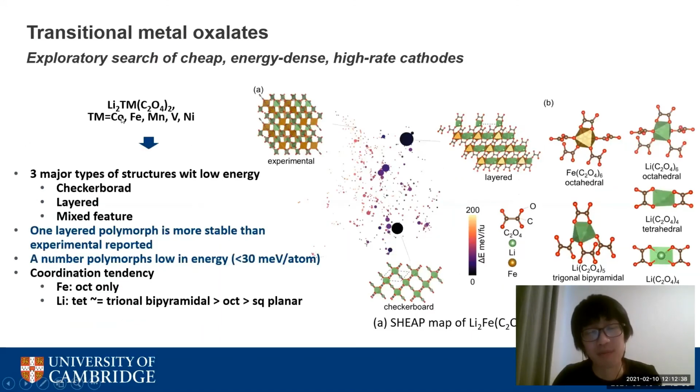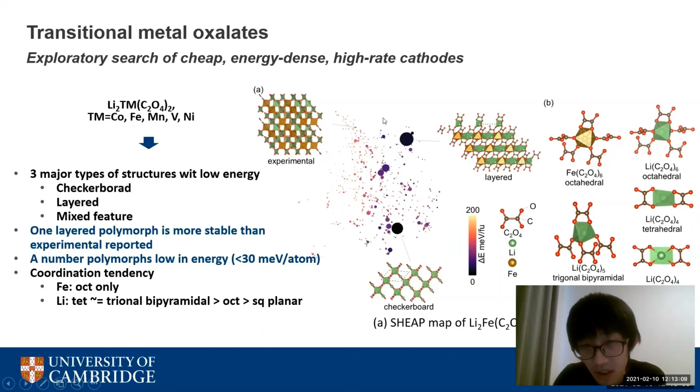The composition we focus on is the lithium-2 transition metal silicate, not silicate, I mean oxalate. In this composition, the transition metal has a 2+ oxidation state, and if we remove all the lithium from it, there might be some oxidation of the anions. So here I show you the results of the search on the iron oxalates.